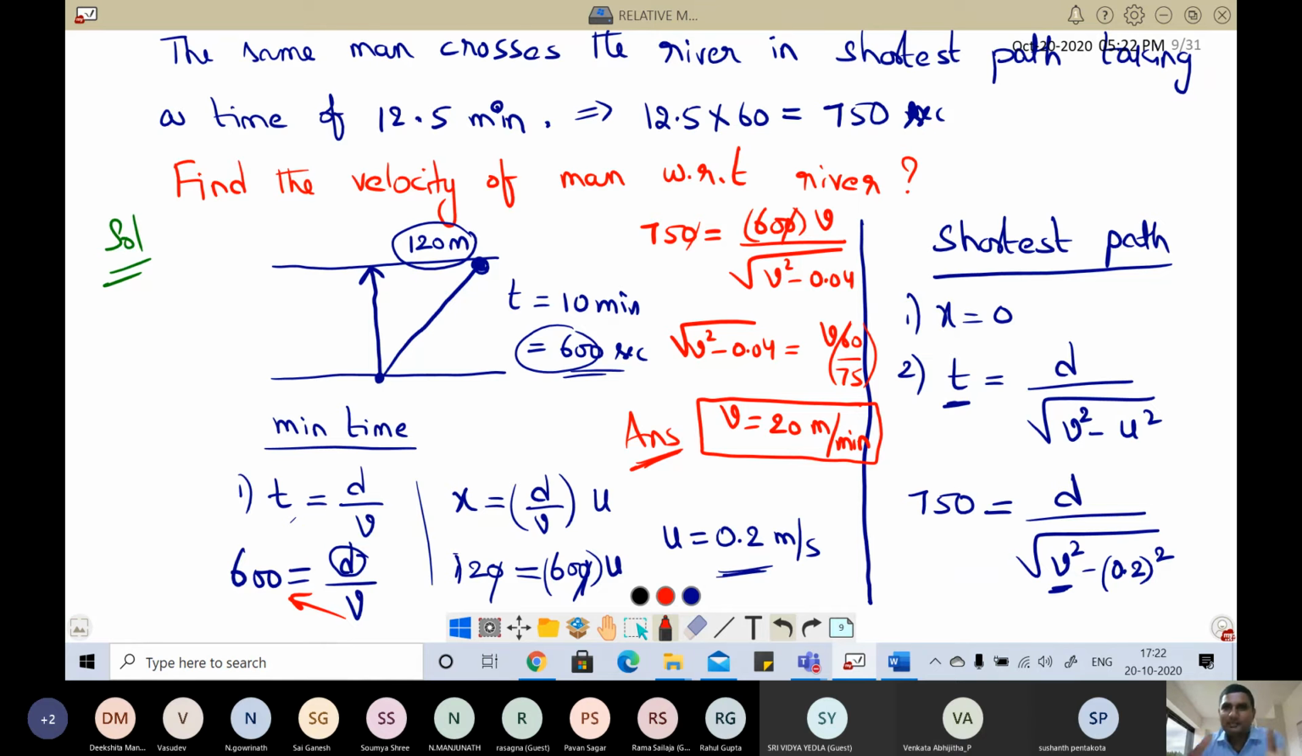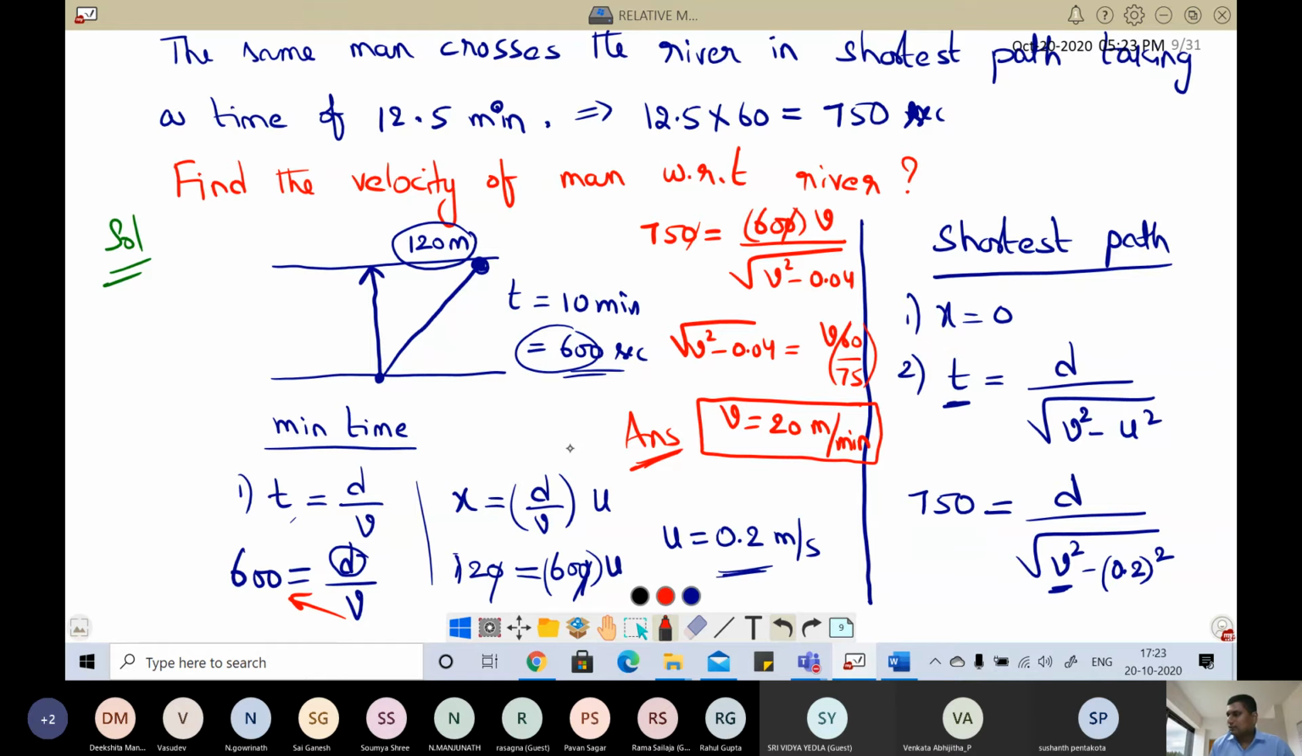Here it is given in terms of times, drift and all. So directly we can use these equations. You will know this by practice. When you practice a while, how to solve different models of problems, then you will know how to approach a problem. This is a very nice problem containing both cases, that is the shortest path and also the shortest time.